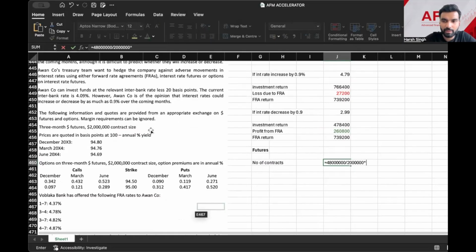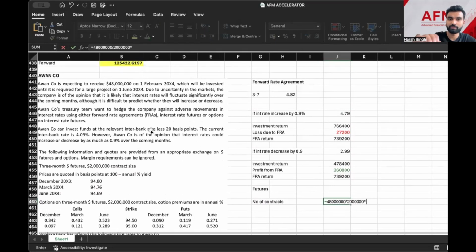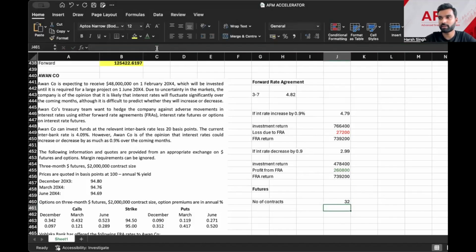Multiplied by what is the total time period for which we are taking loan? Sir, we are taking loan from Feb, March, April, May. 4 months, 4 by 12. Total number of contracts, we are directly getting 8 contracts. It makes things easier for us as well, right? Oh, sorry, I did tell it should be 32 contracts. How many contracts are we getting, everyone? 32 contracts.